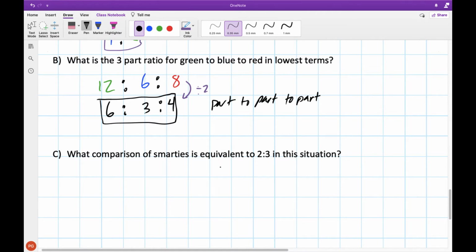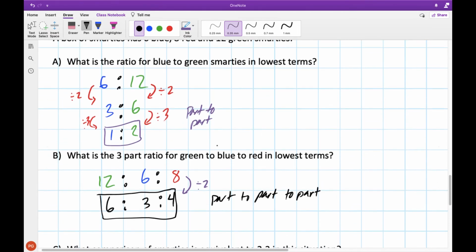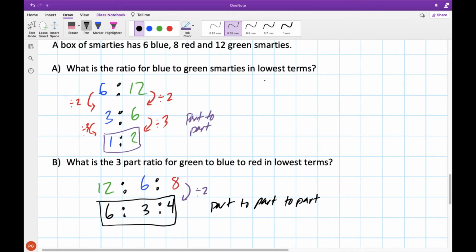So now we've got to do a little bit of thinking. We've got to try and figure out which ratio is equivalent to 2 to 3. We already know the ratio for blue to green Smarties. That's 1 to 2, so that's not going to be right. But we could try some other combinations.